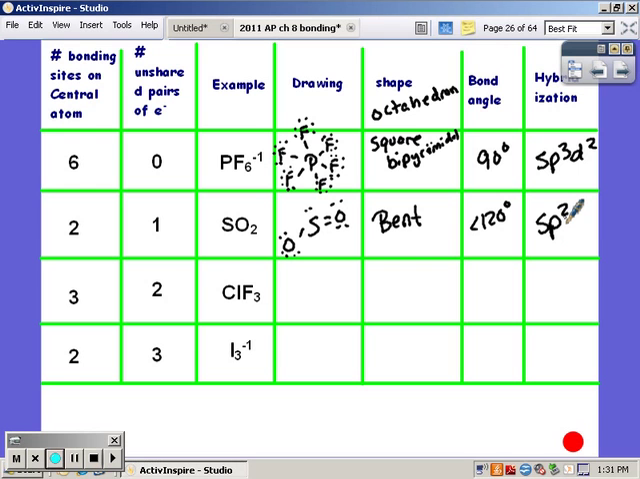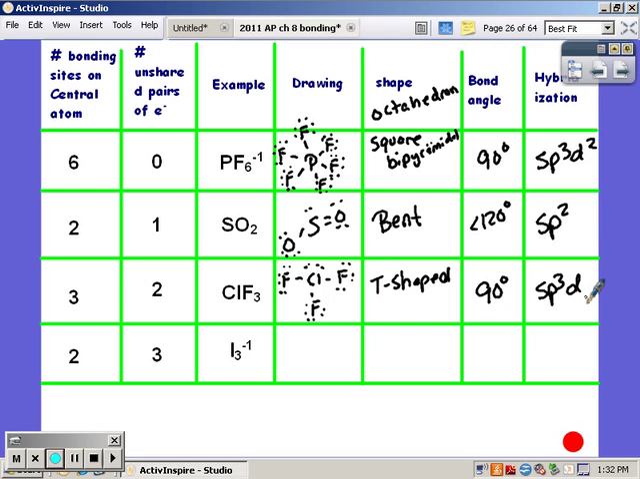And pause the video and draw ClF3. You should have gotten 3 fluorines coming off and 2 lone pairs on chlorine. This shape is T-shaped, and it has bond angles of 90 degrees. 5 things coming off, making it sp3d.